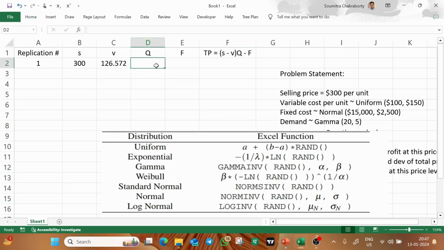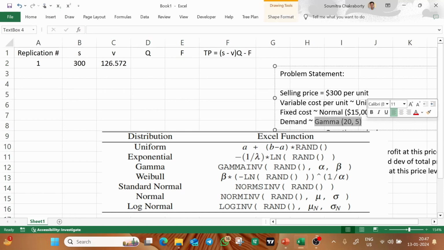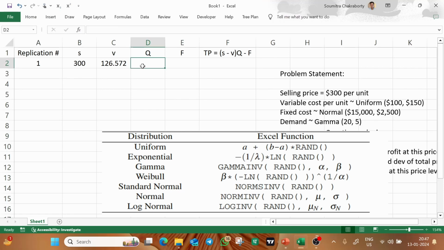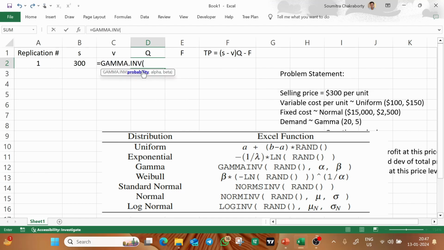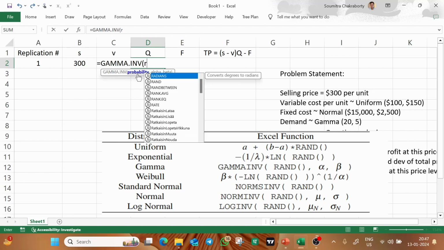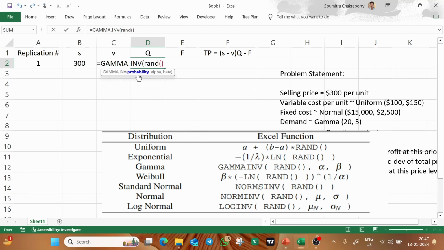Next is Q, that is the demand. You see the demand follows a gamma distribution, 20, 5. So alpha is 20 and beta is 5. What is the formula of the gamma distribution? You can see here, gamma inverse, then probability. Whenever you find this probability in a simulation, it is nothing but the rand function. Then alpha is 20 and beta is 5. So this is your Q.